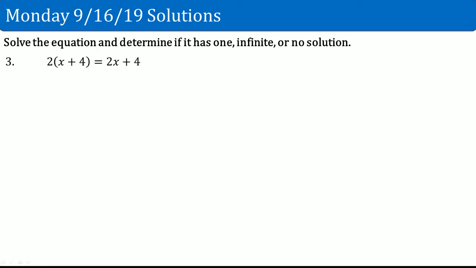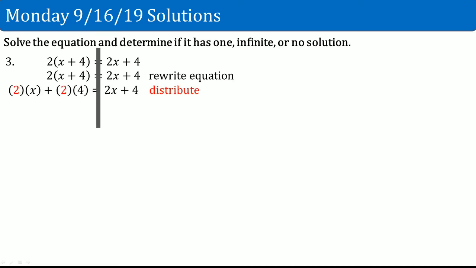3. The left-hand side is the same as before. Rewrite your equation and draw a line straight down. Get rid of the parentheses by doing the distributive property. So it's 2 times x and 2 times 4. 2x plus 8 is what it simplifies to after the distributive property. On my right-hand side, you have 2x plus 4.